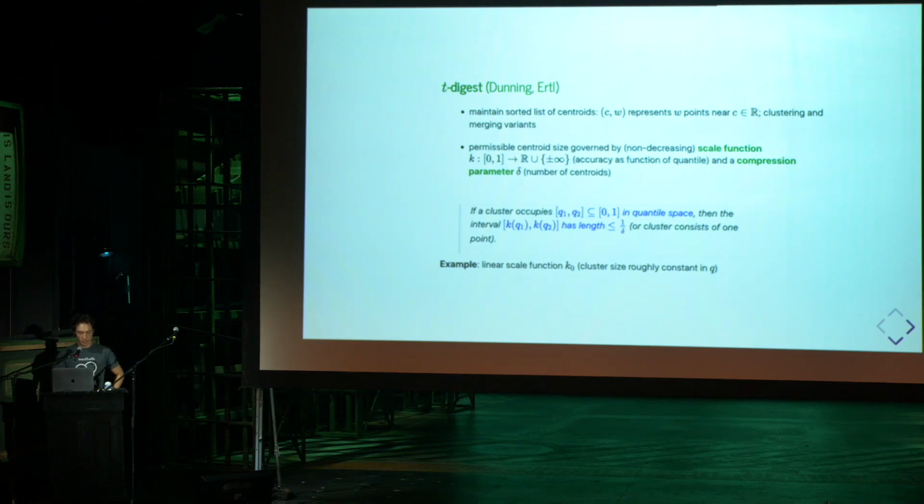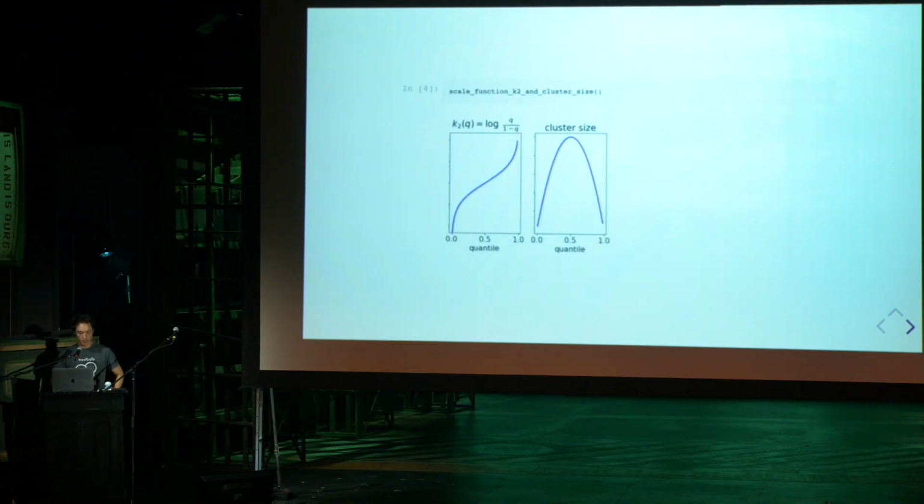It gets a little bit more interesting when you start writing down fancier scale functions. This one is from Dunning's paper, it's the log of Q over 1 minus Q. And as you can see, it's increasing very rapidly near 0 and 1. If you look at 1 over the derivative of the scale function, that basically describes the cluster size. So we're allowing for fairly large clusters in the middle of the distribution, where we don't care that much about accuracy in some operational scenarios, but we're asking for relatively small clusters near Q equals 0 and Q equals 1. So we can expect our answers to be much more accurate in those parts of the distribution.